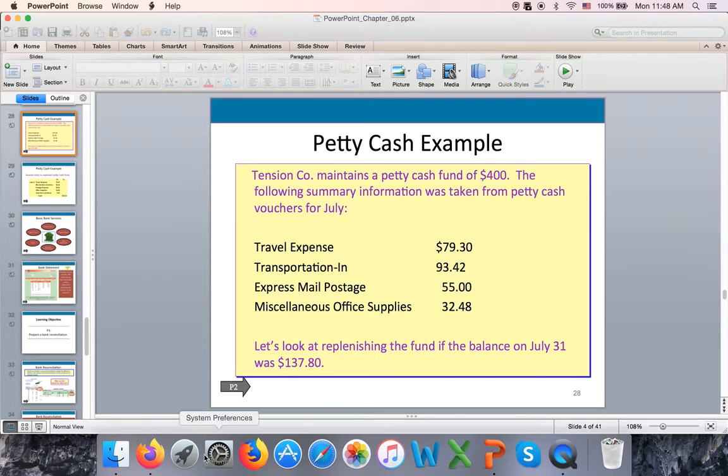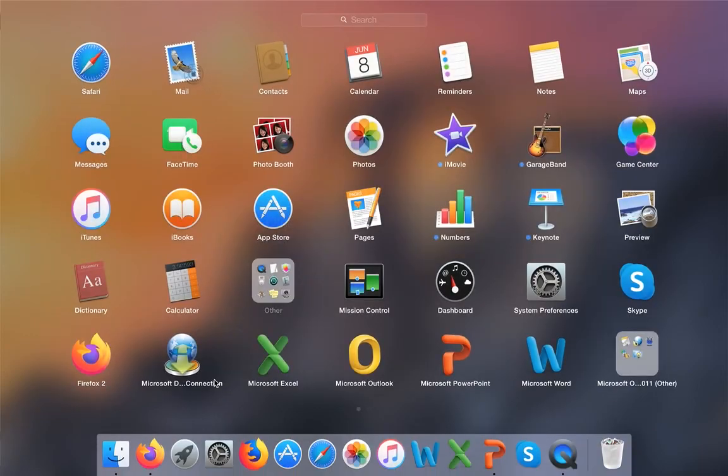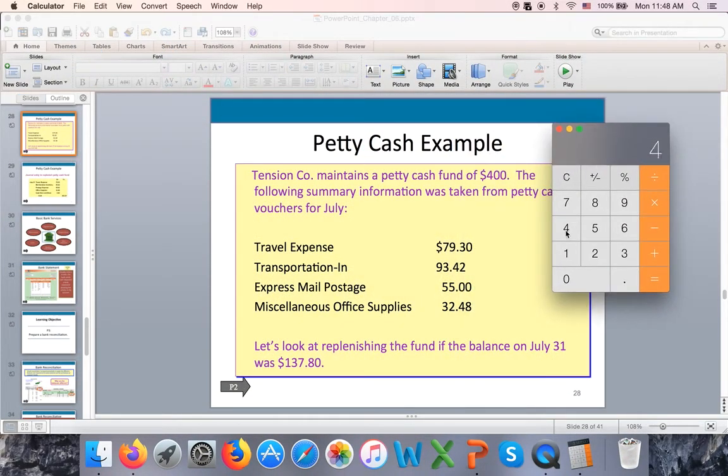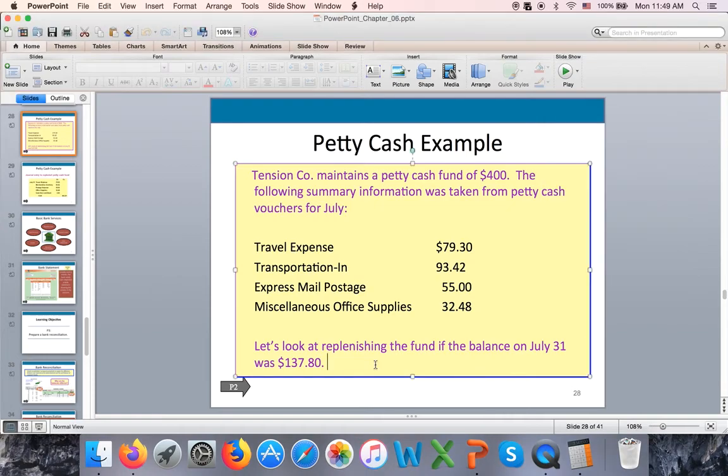Let me use the calculator here. So we had $400 and we subtract 137.80. So it means we spent $262.20. Let me write it down right here: 262.20. So this is the amount I will have to replenish.